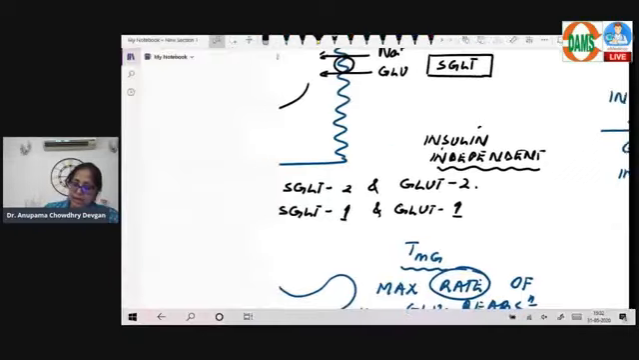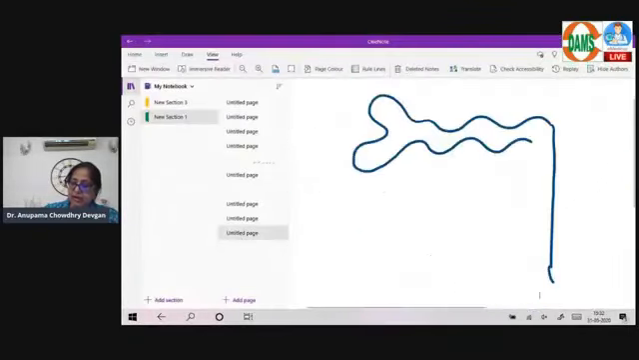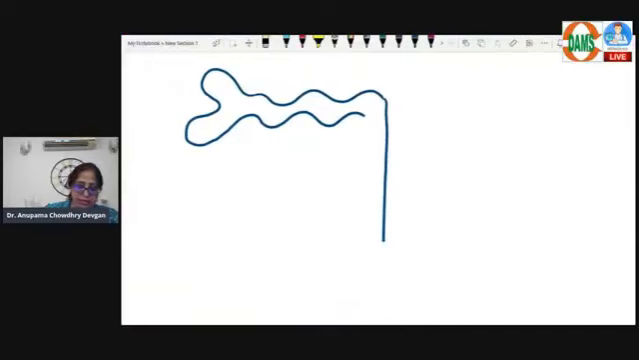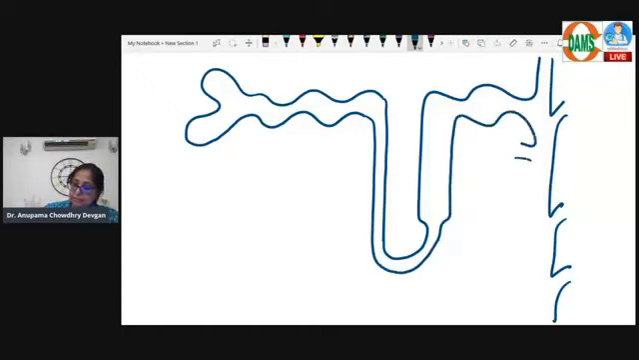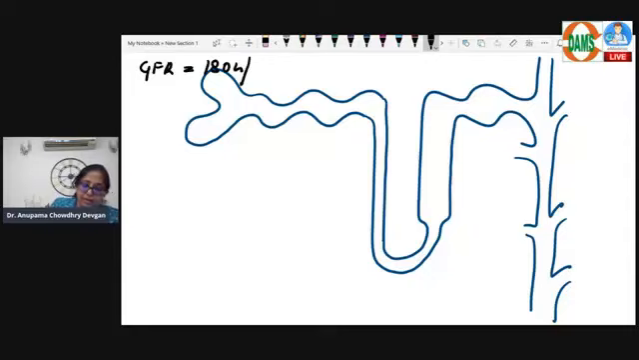Okay. Next, let's see water reabsorption in the kidney. Now, as far as water reabsorption in the kidney is concerned, let us see. What is the GFR per day? Like I told you, how much water is present in the filtrate? 180 liters per day is what is going to be filtered, right?